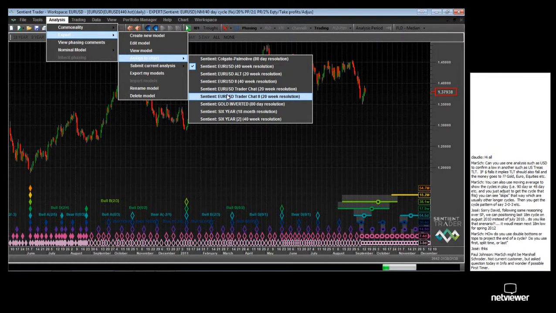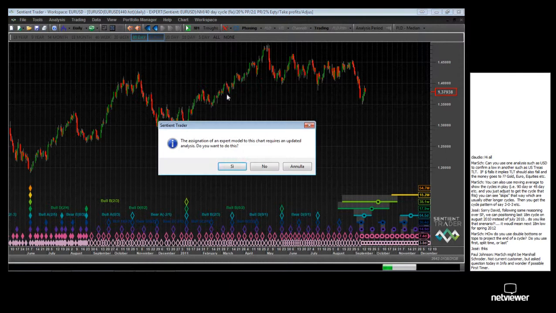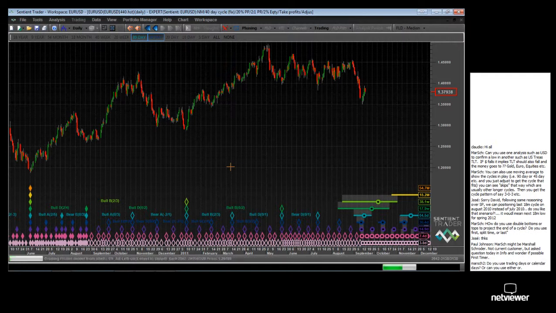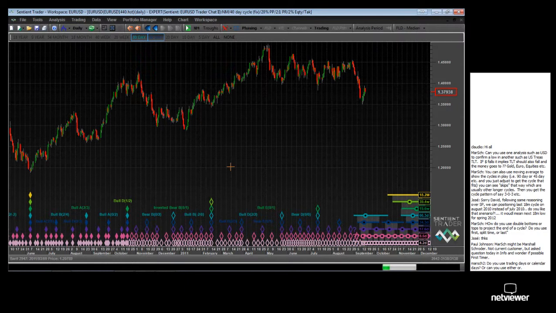I simply go add exit, and then I go analysis, expert, and assign to chart. Okay. Now, here is the expert model that I have just created, Sentient Euro US Dollar Trader Chat 2 20-week resolution expert model. I click on OK. Sentient Trader tells me that that's going to require an updated analysis. Do I want to do that? And I say yes, I do want to do that. And it performs an updated analysis.